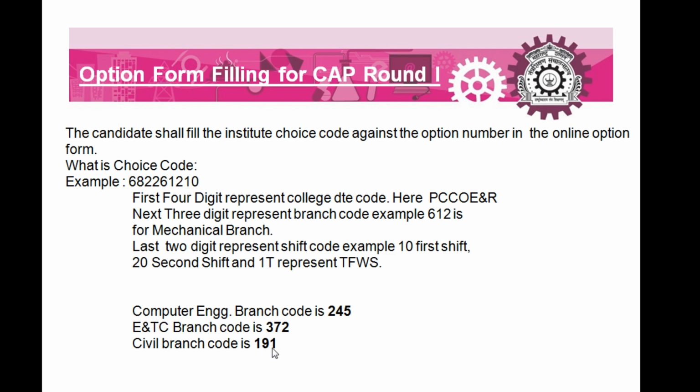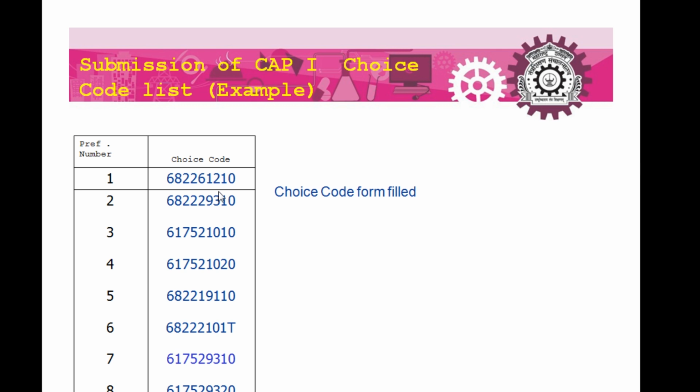So in case a student wants to write down the choice code of PCCOER for computer branch in first shift, then it will become 6822, 612 will be replaced by 245 and shift 10 will remain as it is. This way the student can fill the option form in order of preferences. So the form will look like this. Preference 1, 6822, 612, 10, mechanical branch of PCCOER first shift. Then second, some other college or the same college, some other branch, and so on. You can fill a minimum of 1 and a maximum of 300 choice codes.